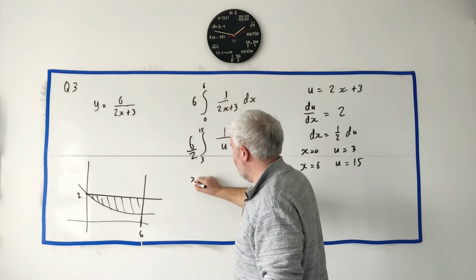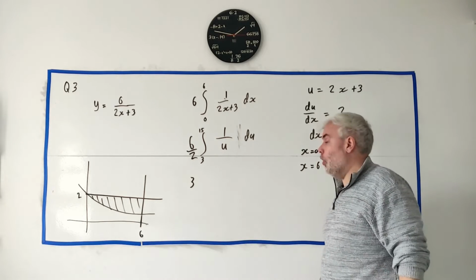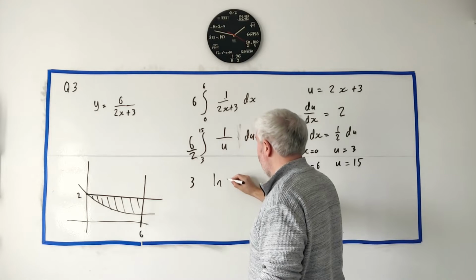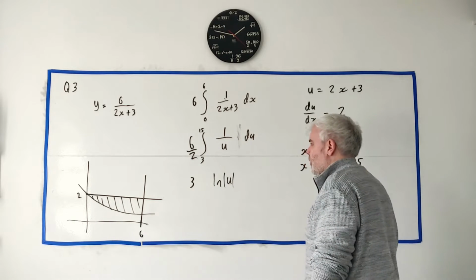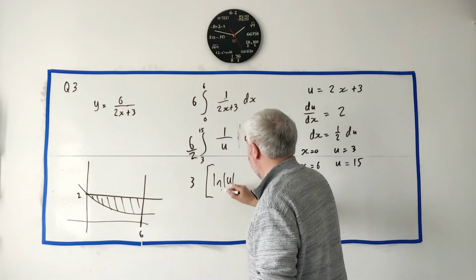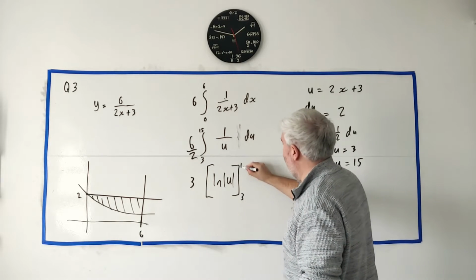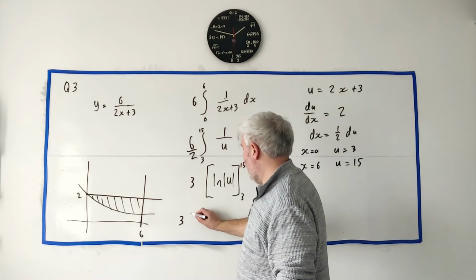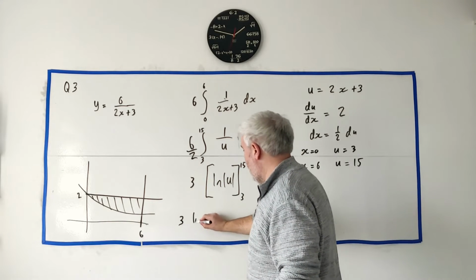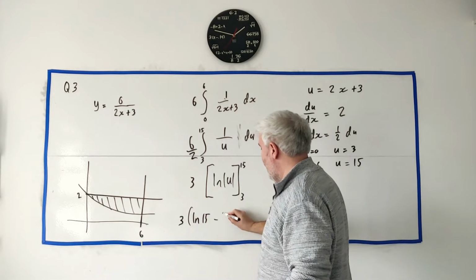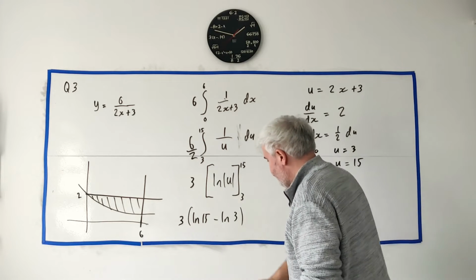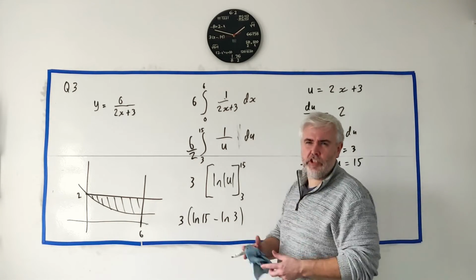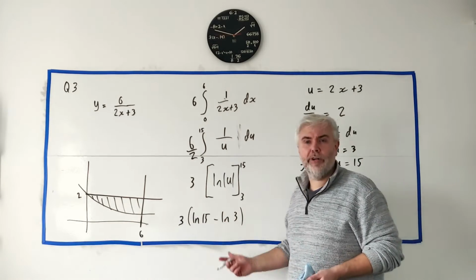Well, 6 divided by 2 is 3. The integral of 1 over u, the formula table will just tell us, is natural log of the absolute value of u. And we're going to go ahead and put in 3 and 15 for this. So that'll give us 3 multiplied by natural log of 15 minus the natural log of 3. And then we can clean this up. Usually you just put this in a calculator, and actually a calculator will clean this for you as well.